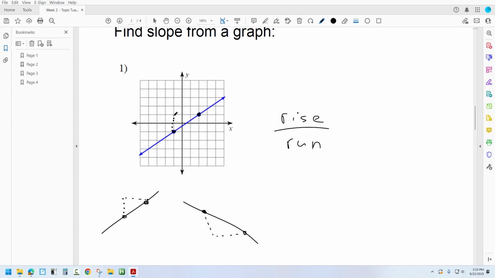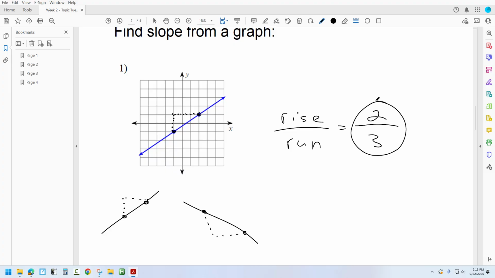And that amount we go up is my what in this formula? Rise. Yeah, perfect. That's my rise. So 2 is the rise. And then we have to count how many we go to the right. How many do we go to the right in that one? 3. And that 3 is my run. Perfect. That's my run.